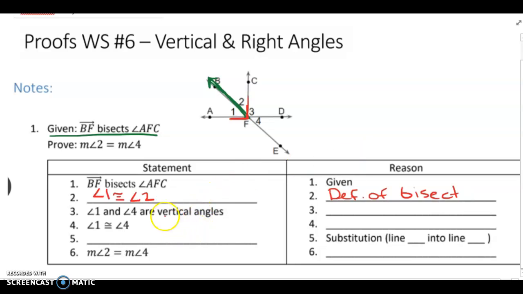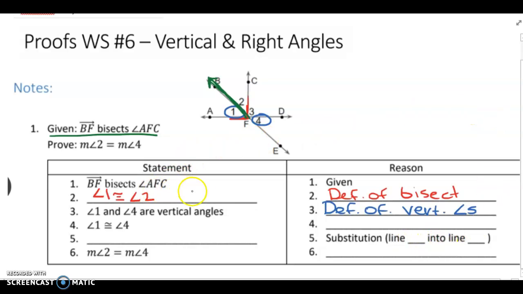Okay. So number 3, it tells me that angle 1 and angle 4 are vertical angles. So here's 1 and here's 4, they are vertical angles. Well, guys, if you know what vertical angles are, you can look at this diagram and see that they are in fact vertical angles. So that would just be definition of vertical angles.